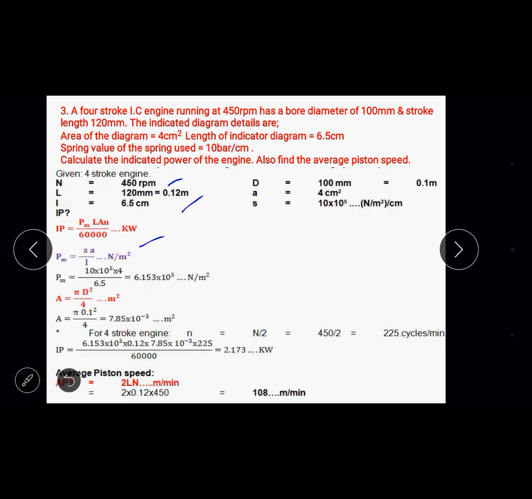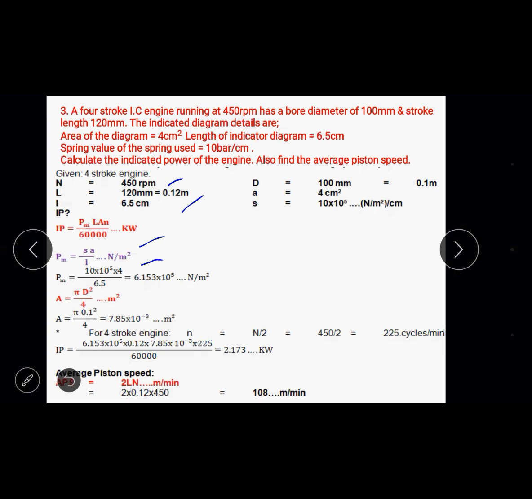So the IP formula is mean effective pressure into LAN divided by 60,000. In this, mean effective pressure we have to find out. As I told you, mean effective pressure is not given directly over here. The indicated diagram details are given, so you have to use the formula for mean effective pressure, PM. Its formula is S into A divided by L.